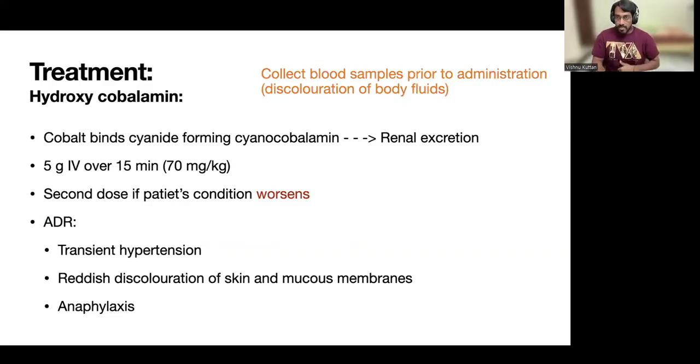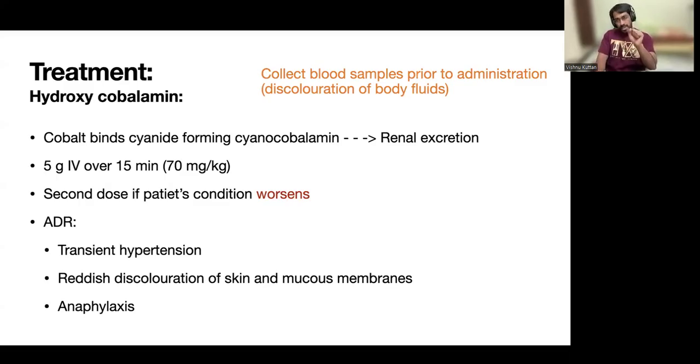And this is just something about the mechanism as to how it does this. Basically, hydroxycobalamin contains cobalt. It is going to bind to your cyanide and it is going to get renally excreted. The dose is 5 gram over 15 minutes. You repeat the dose if the patient's condition worsens. Any blood samples that you have to send, you should send prior to the administration of hydroxycobalamin, because it is a colored fluid that you are giving to the patient. It can result in laboratory errors. There is nothing much bad about giving hydroxycobalamin to the patient. It can produce some transient hypertension, rarely anaphylaxis. A reddish discoloration of skin and mucous membranes is a non-adverse effect.